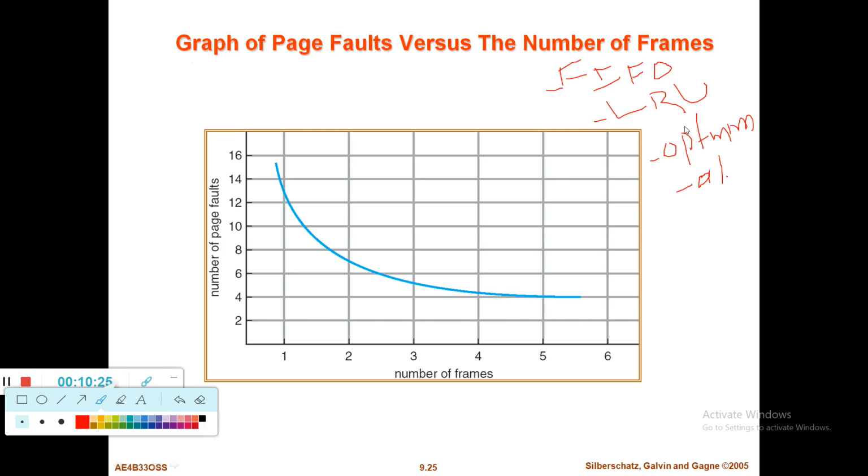To improve the performance of these three algorithms, there are some more algorithms, or modified algorithms, which we will discuss in the remaining part of the syllabus. Thank you.